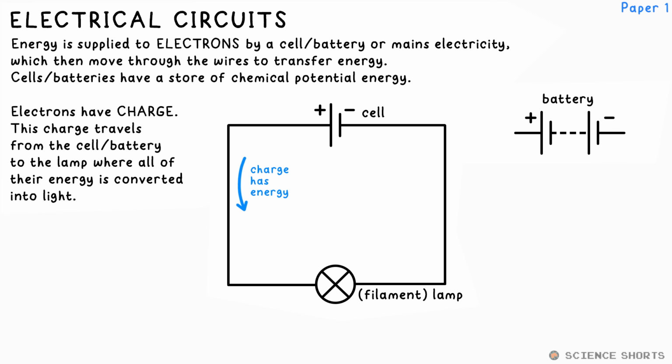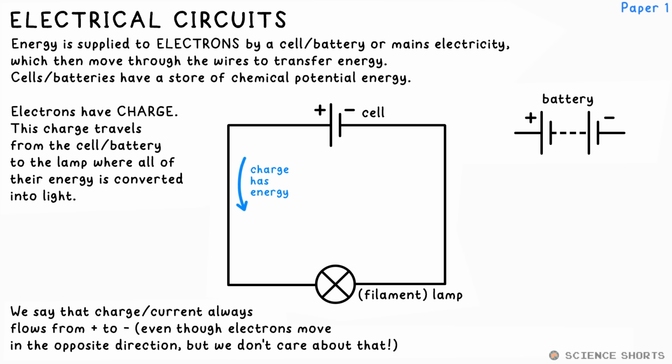When connected in a complete circuit, this energy is transferred to the electrons, which move through the wires. This movement of charge is called a current. And we say it always goes from the positive terminal of a battery to the negative. You might realize that that seems a little bit backwards, but that's just the way it has to be. It's convention. As the electrons pass through the bulb, their energy is converted into light.